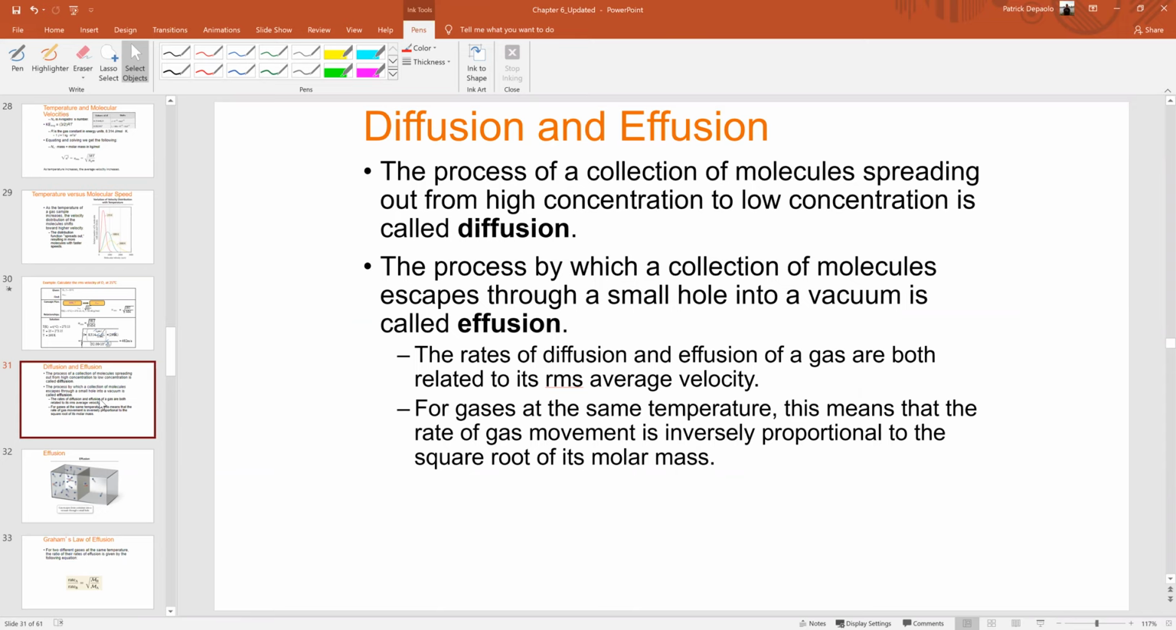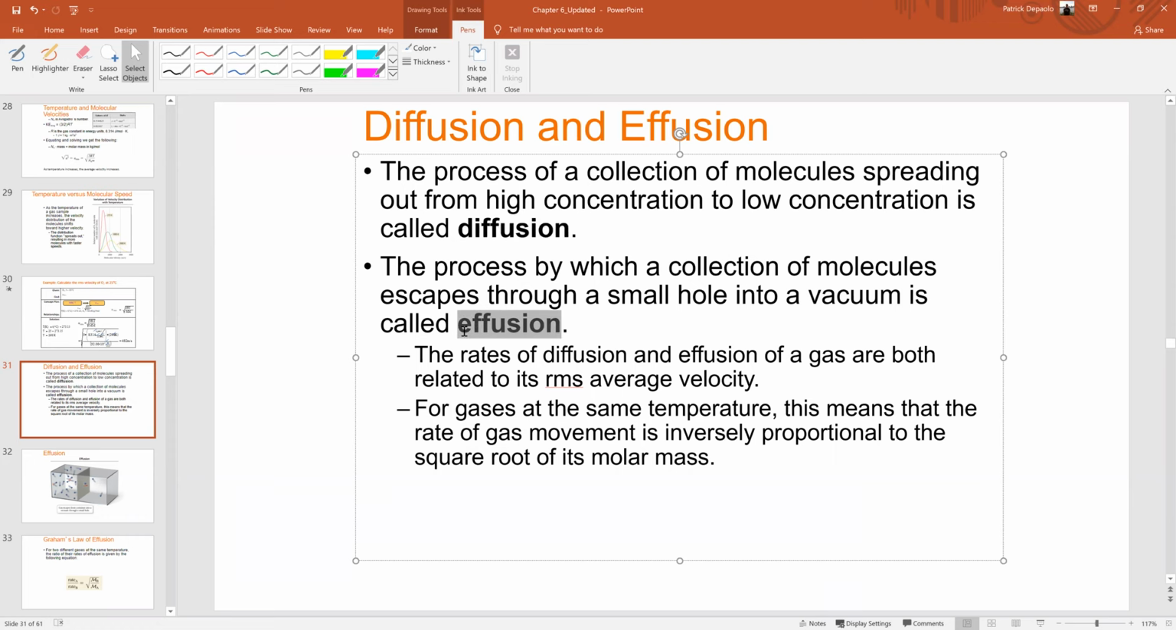So diffusion. I talk about this gradient thing, right? Diffusion of gases is when molecules go from a high concentration to a low concentration, and for gases, from a high pressure to a low pressure. Concentration, same effect, called diffusion. So just know that definition.